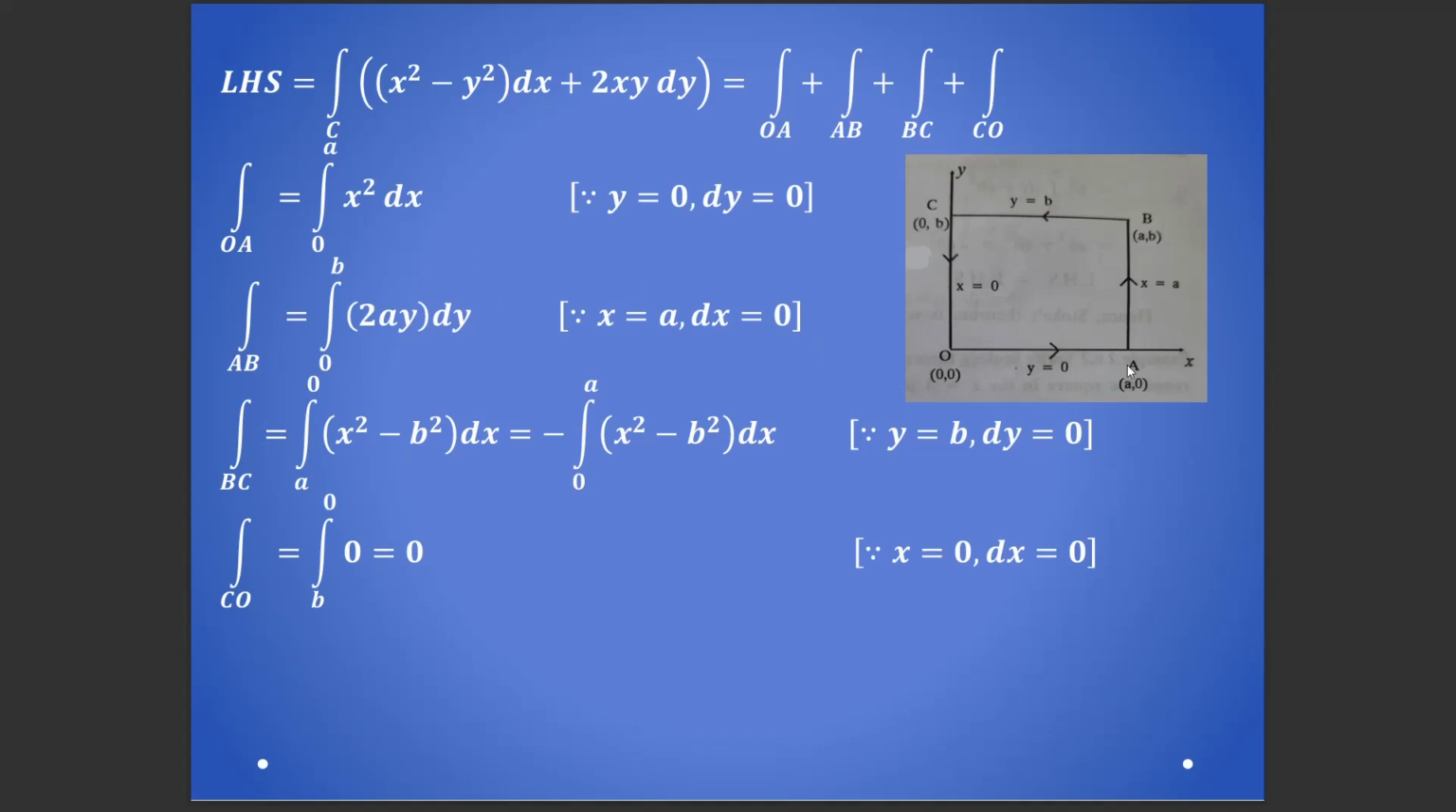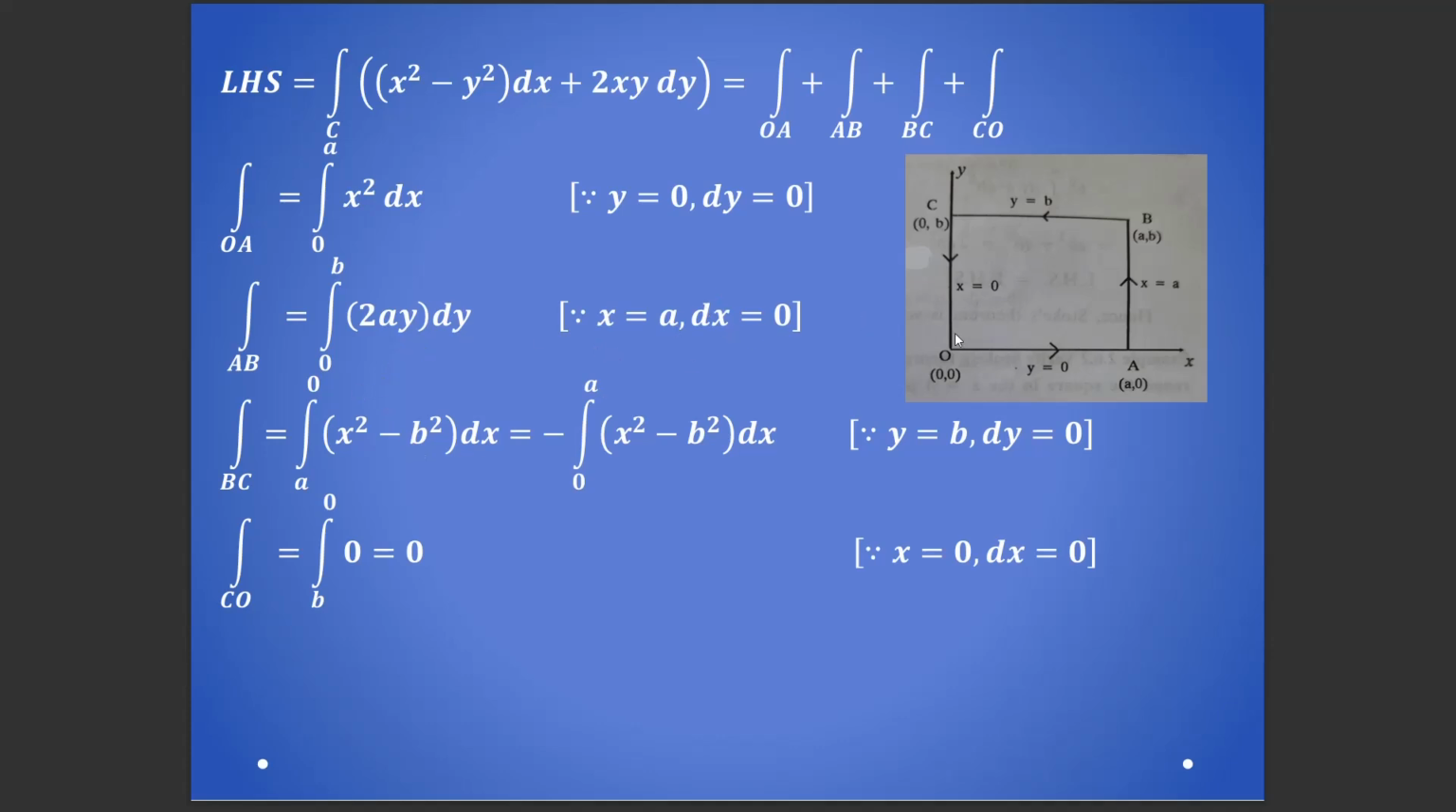Next, along AB, x is equal to a. The value of x equal to a is the AB direction. So if x is equal to a, what is the differentiation dx? It is 0. So if dx is equal to 0, the first term is 0, and x is equal to a, so therefore 2ay into dy. Now x is equal to a, dx is equal to 0.